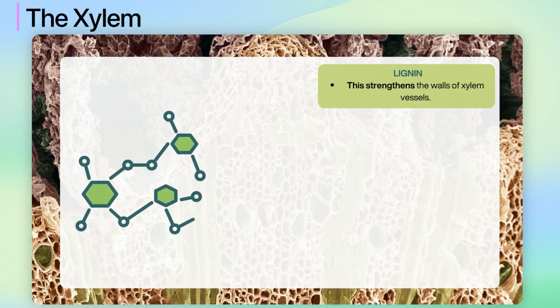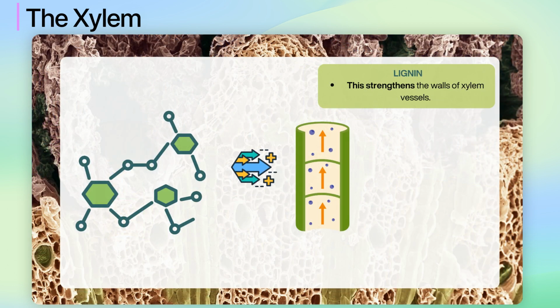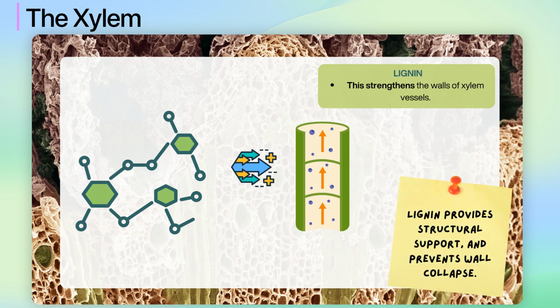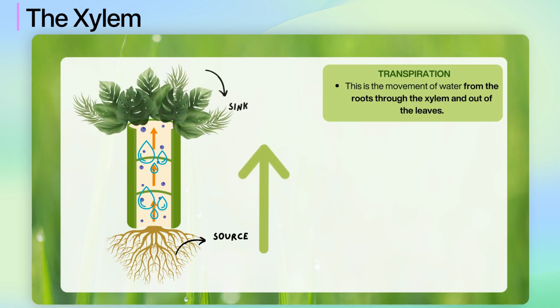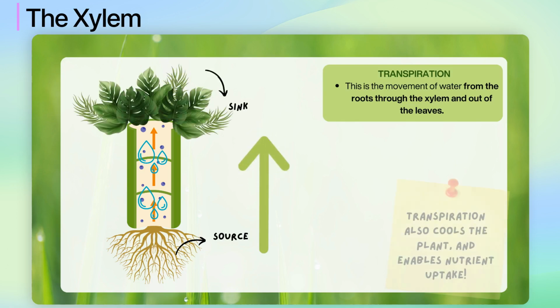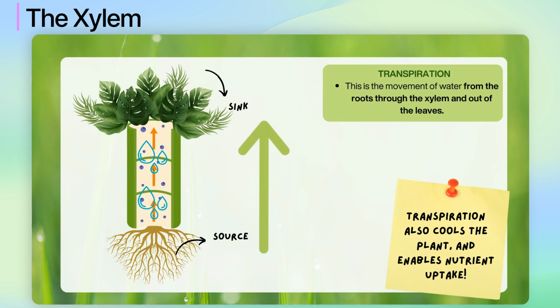The walls of xylem vessels are strengthened by a substance called lignin. Lignin provides structural support to the plant and also prevents the vessel walls from collapsing under the pressure of the water moving upwards. The movement of water from the roots through the xylem and out of the leaves is called transpiration. Transpiration not only helps in the transport of water, but also cools the plant and enables nutrient uptake.